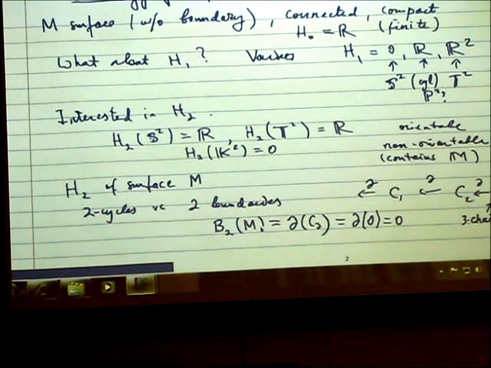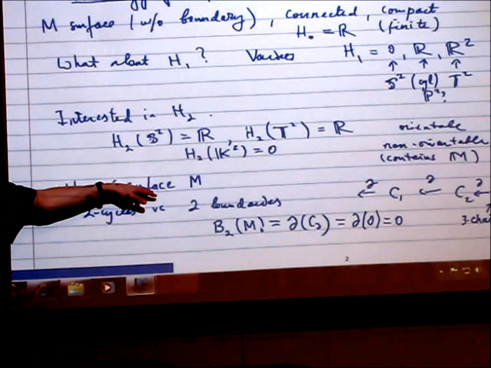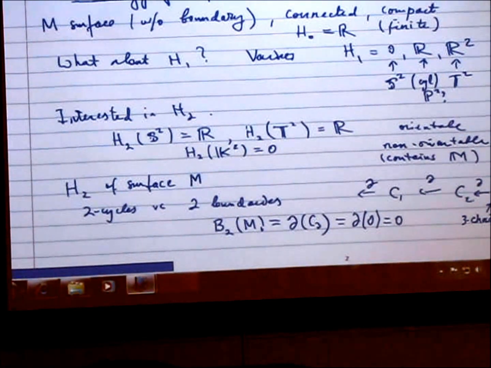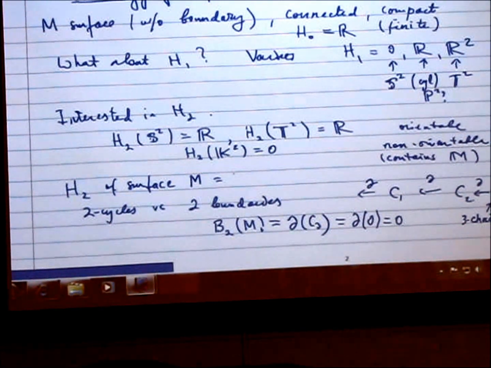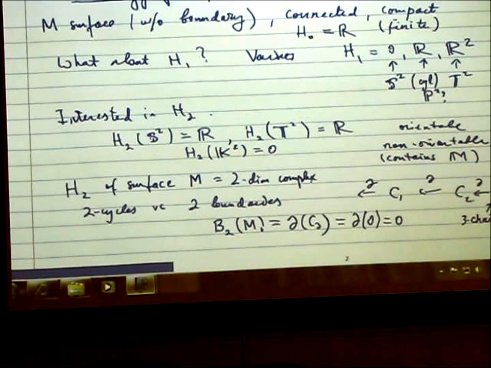Is this for any surface? Yes, because it is a two-dimensional complex. All surfaces, right? No three cells.